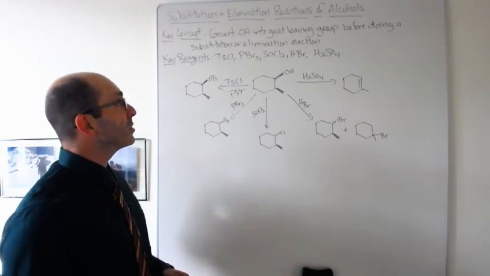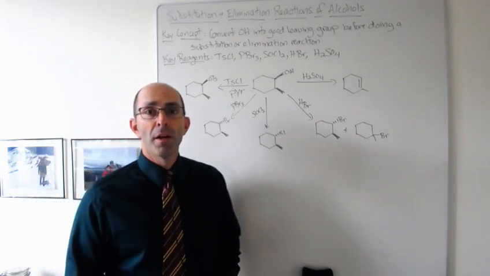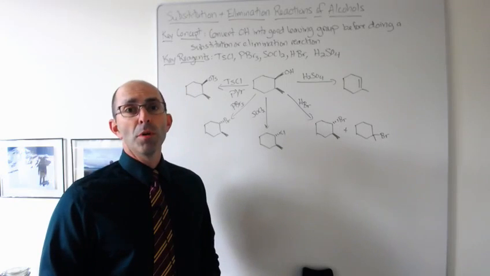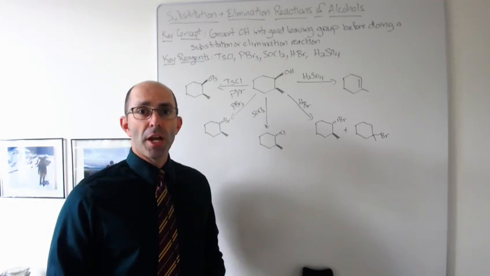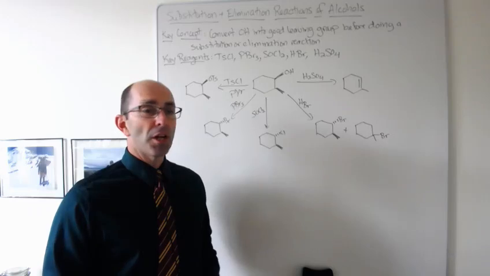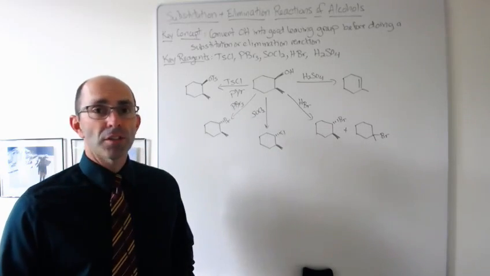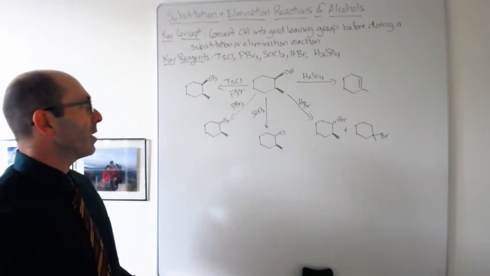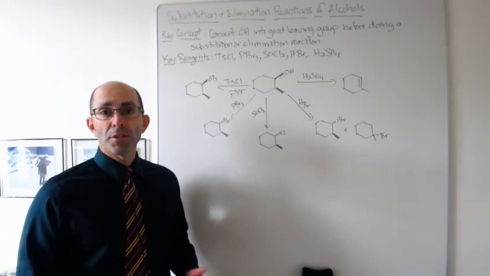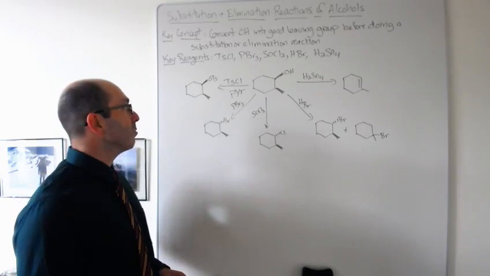We have some key reagents that we're thinking about here: tosyl chloride, PBr3, SOCl2, HBr/HX, HCl will work, HI will work, and sulfuric acid. So I've listed out just some example reactions on this chiral secondary alcohol, so we can see what things are possible.